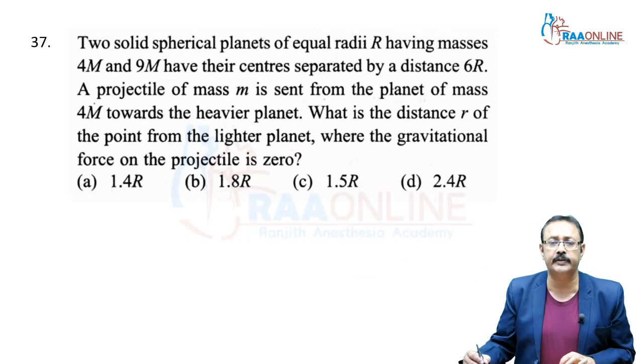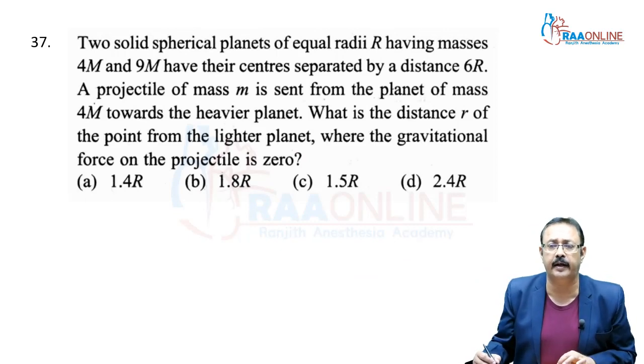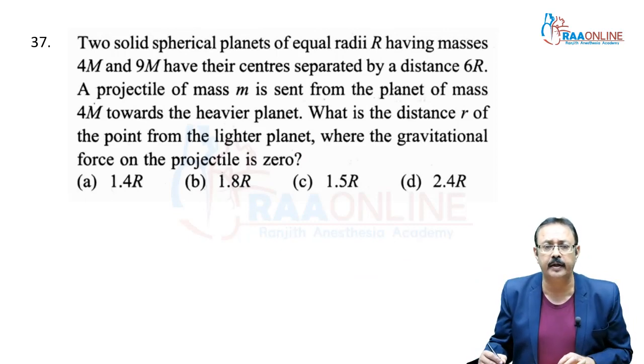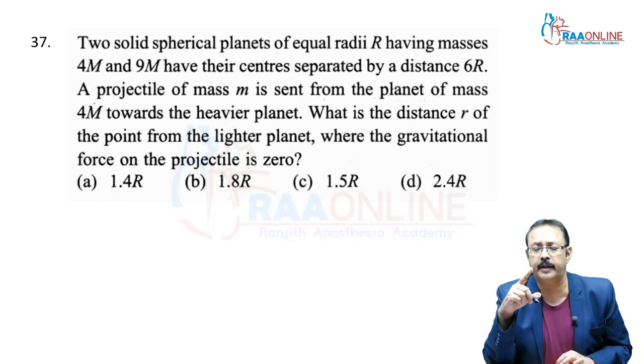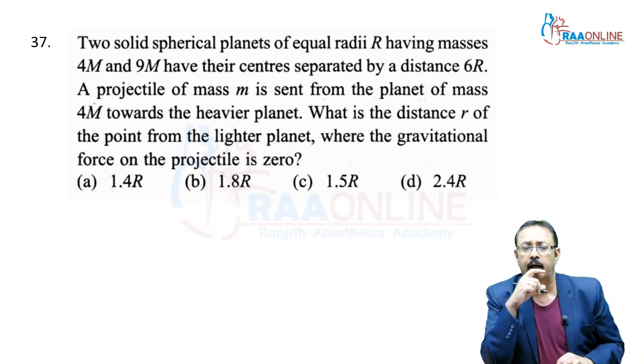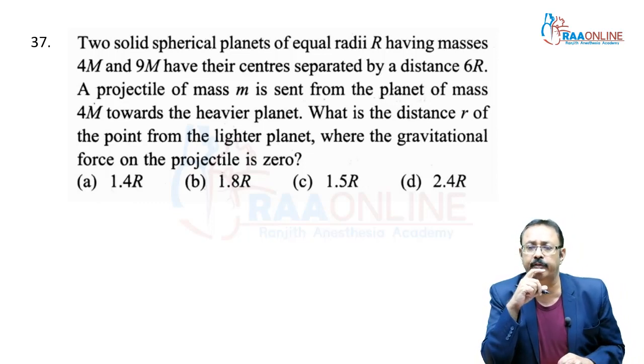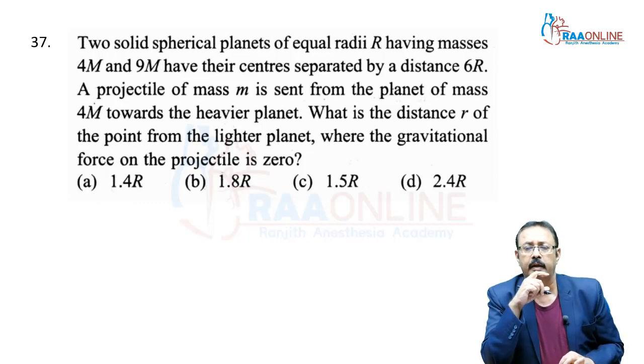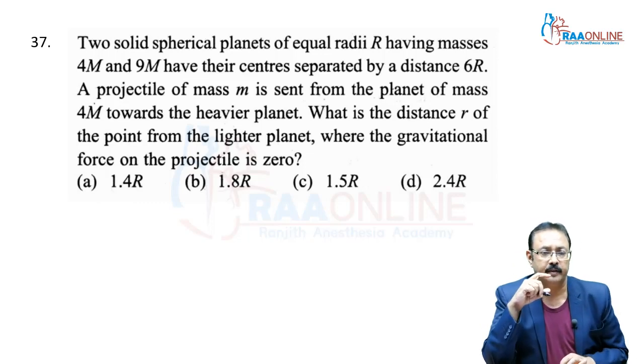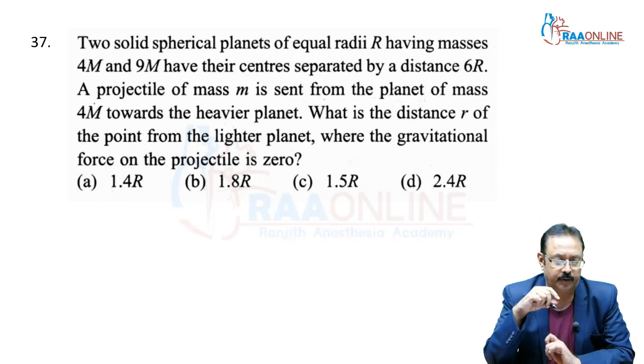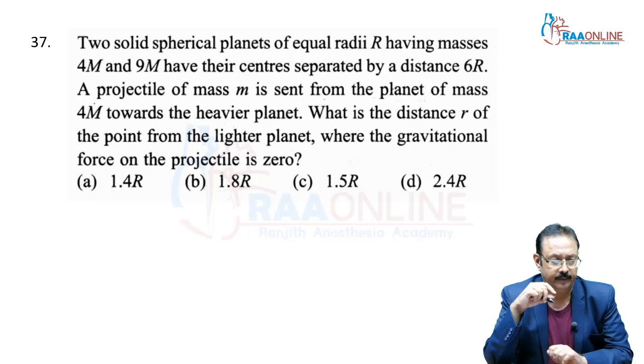37th. Two solid spheres, planets of equal radii, having mass 4m and 9m, have their centers separated by a distance 6r. A projectile of mass m is sent from one planet to another. What is the distance r of the point from the lighter planet where the gravitational force on the projectile is 0? It means at that point, force due to both should be equal.